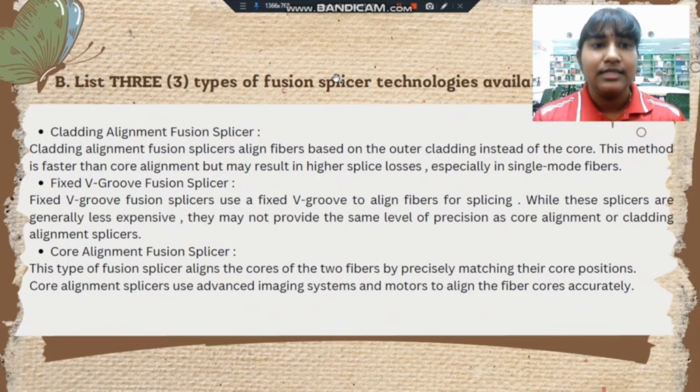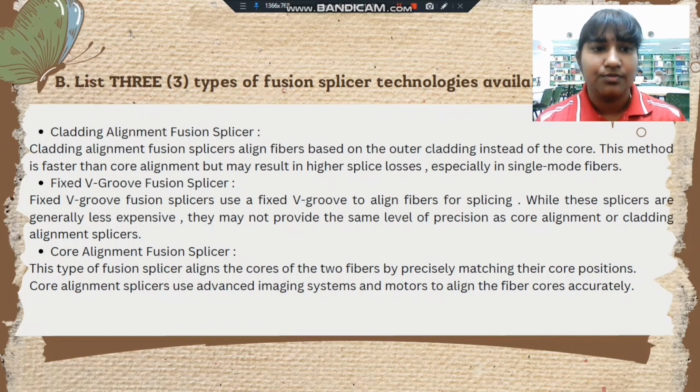List three types of fusion splicer technologies that are available nowadays. First one is cladding alignment fusion splicer. Cladding alignment fusion splicer aligns fibers based on the outer cladding instead of the core. This method is faster than core alignment but may result in higher splice loss, especially in single mode fibers.